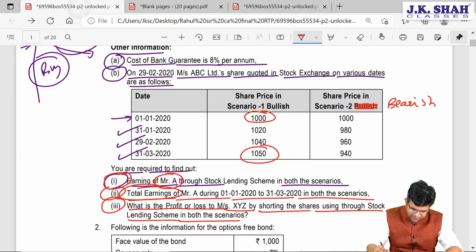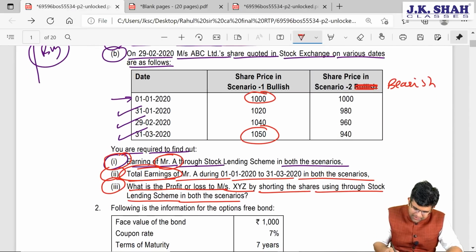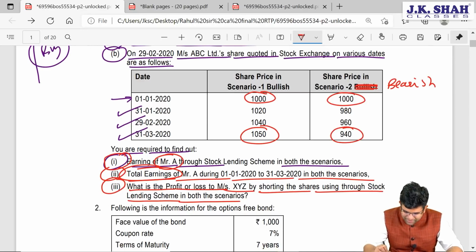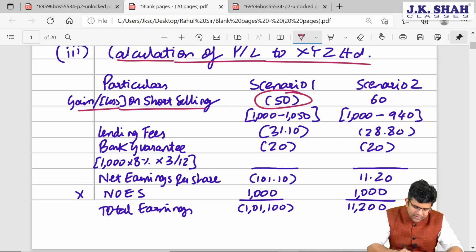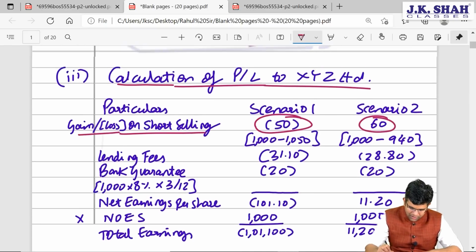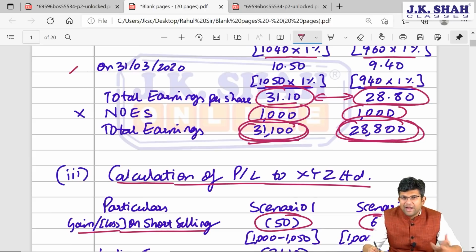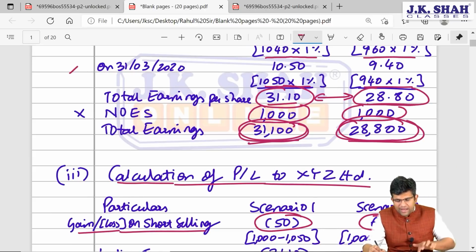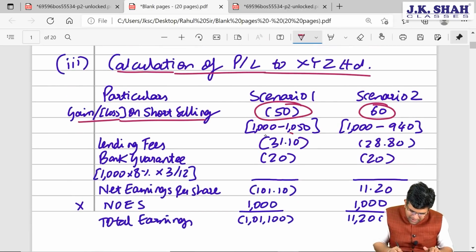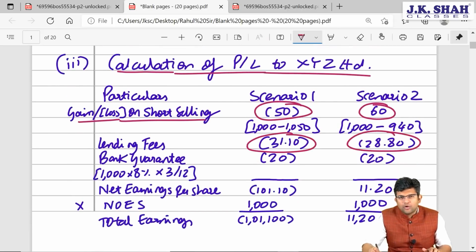But that same thing when you see in scenario 2, 1000 rupees is the selling price, correct? 1000 rupees is selling and 940 rupees he'll be buying it back, correct? 1000 is the selling price and 940 is the buyback, and I say 60 rupees will be a gain per share in scenario 2. Apart from that, children, as we have already discussed, this 31.1 and 28.8, the lending fees, which will be an income to Mr. A, will of course be an outflow or a cost to XYZ Limited. Everyone clear? That will be subtracted.